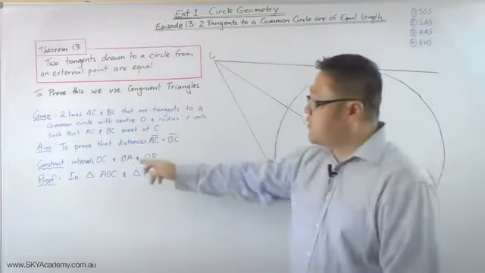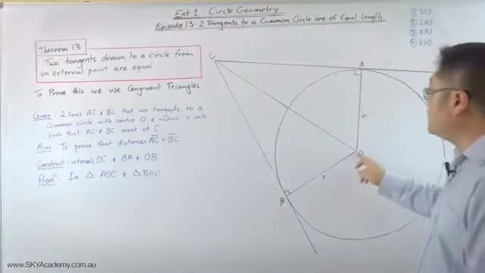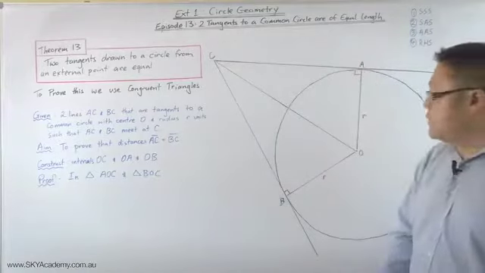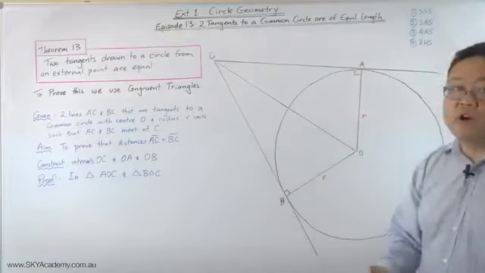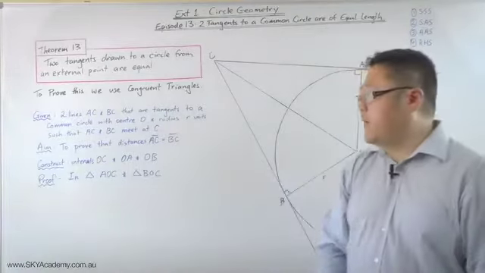What you want to construct is the interval OC, that line there. You want to construct OA, which is that interval there, and OB, which is that interval there. These two are both going to be the radii of a circle, so they're going to be equal. So here's how we start off our proof.